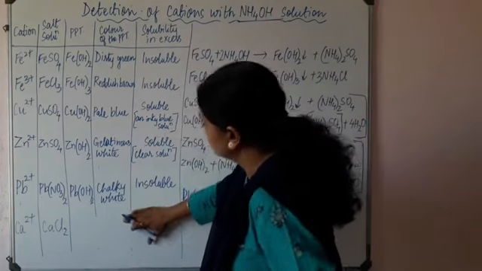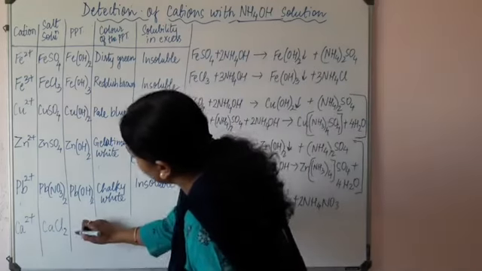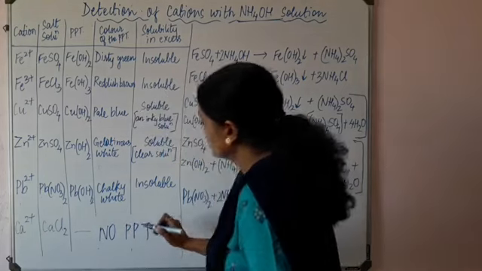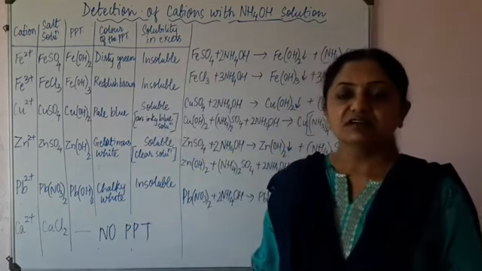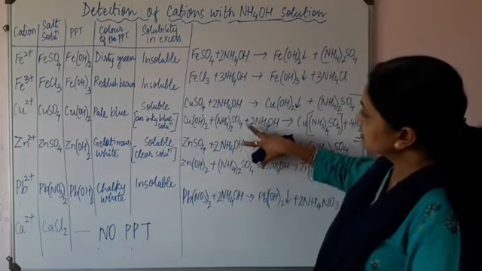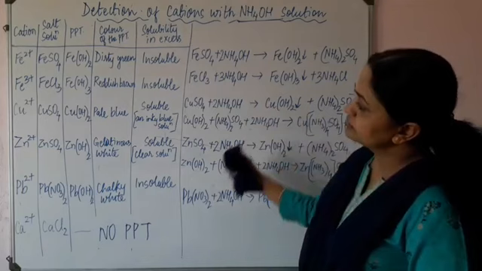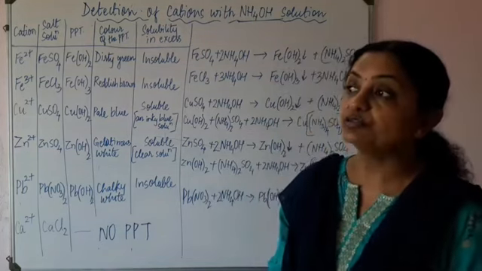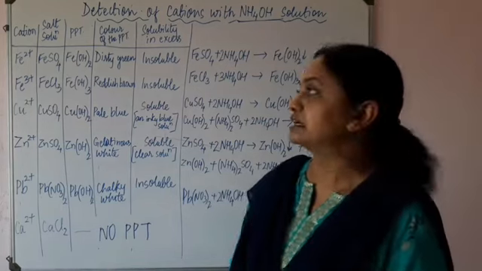So I am writing over here, no precipitate is formed here. No precipitate, no PPT is formed with calcium. Right, now one more thing I will explain over here. We can write these two reactions in this manner, and one more method is there. If directly you are adding excess, then how the reaction will form, that is what we will understand.